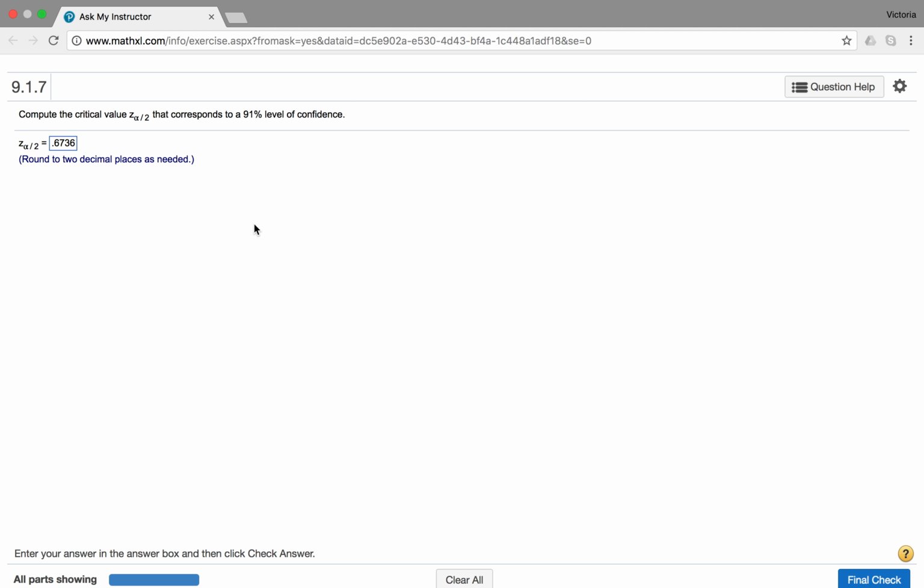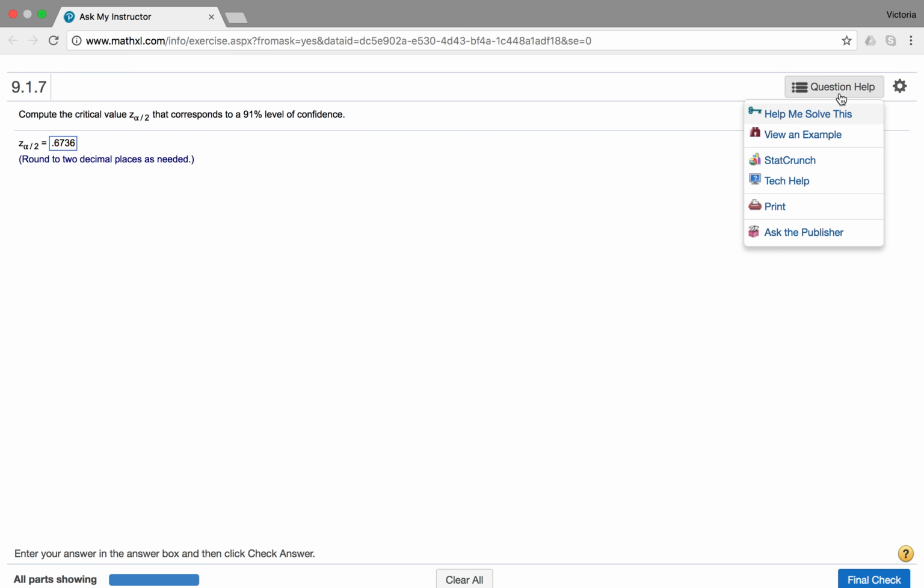I'm going to show you a couple of things that might help you with this issue. First of all, there are two ways to get your critical value. One is with the standard normal table, and I'll show you how that works. The other way is with StatCrunch, and I feel like that's the easiest way to get your critical value.